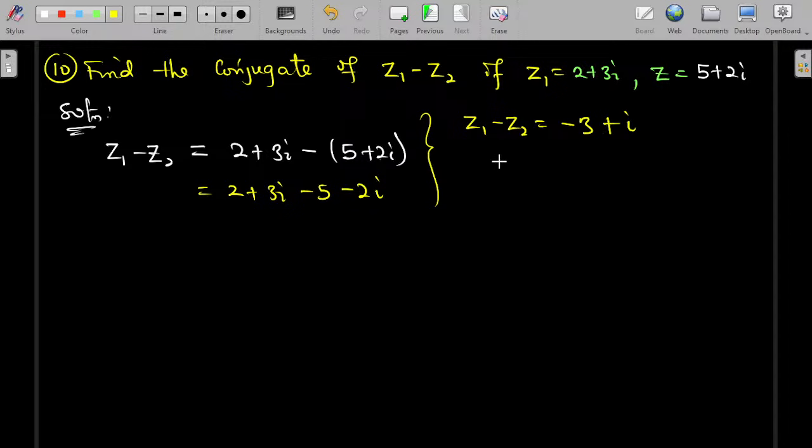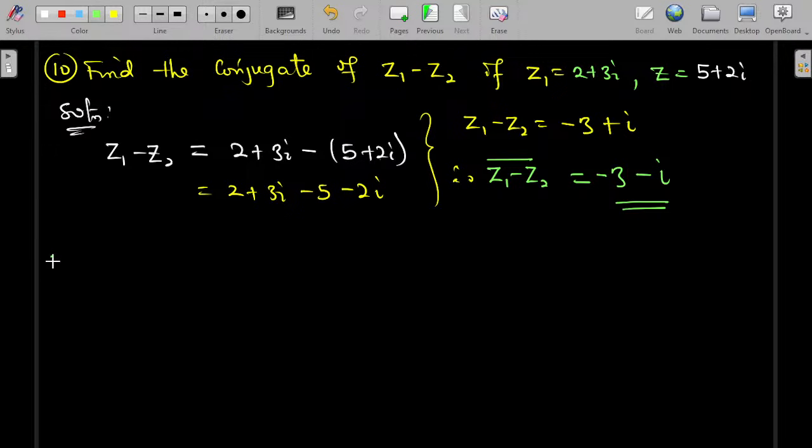Okay, therefore the meaning is that our z1 minus z2 conjugate will be equal to, remember I said earlier on that it's just the sign, and the sign you're changing is the one between the real number and the imaginary number. So it's not this one. This one will still remain the same. So minus 3 will be there. So only this sign will change, and that's minus i. Okay, so this is your solution. Minus 3 minus i. Alright?